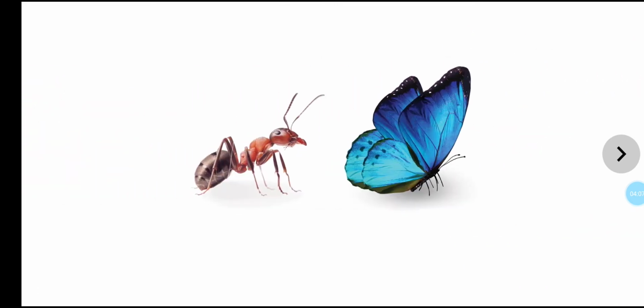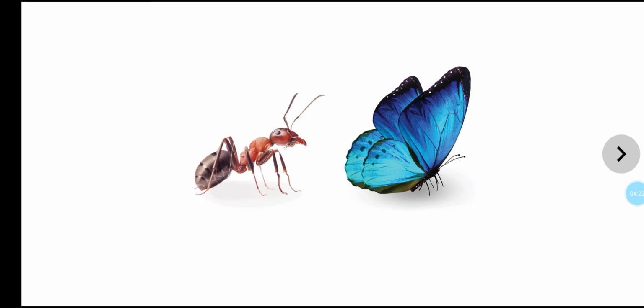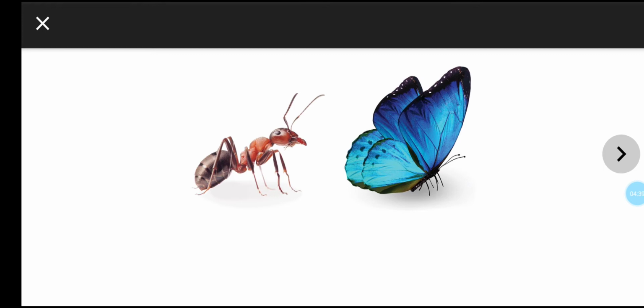What actually are you observing in this picture? How are the ant and the butterfly different from each other? You can compare their legs and their wings. How many legs does an ant have, how many legs does a butterfly have? Does the ant have wings? And if wings are there, how many wings are there for the ant? How many wings are there for the butterfly?